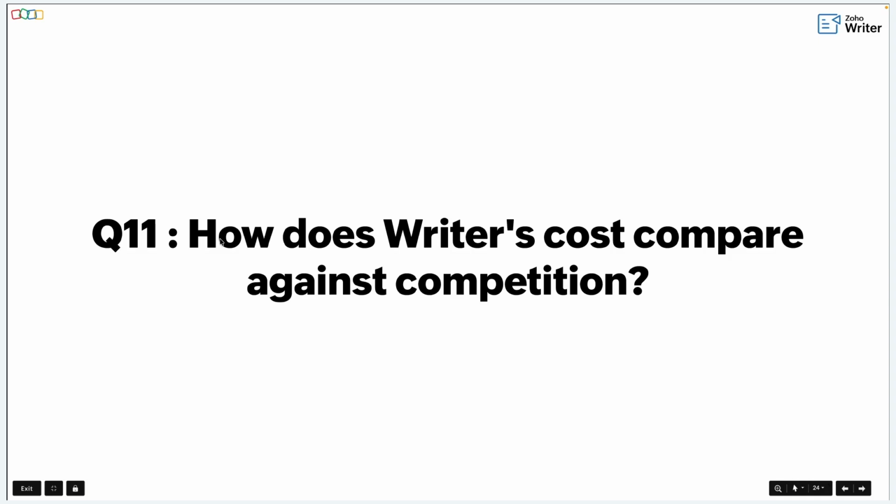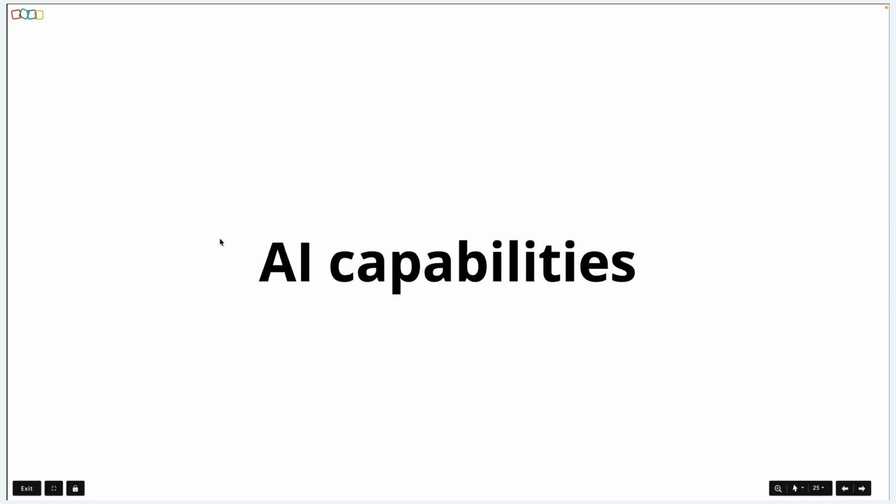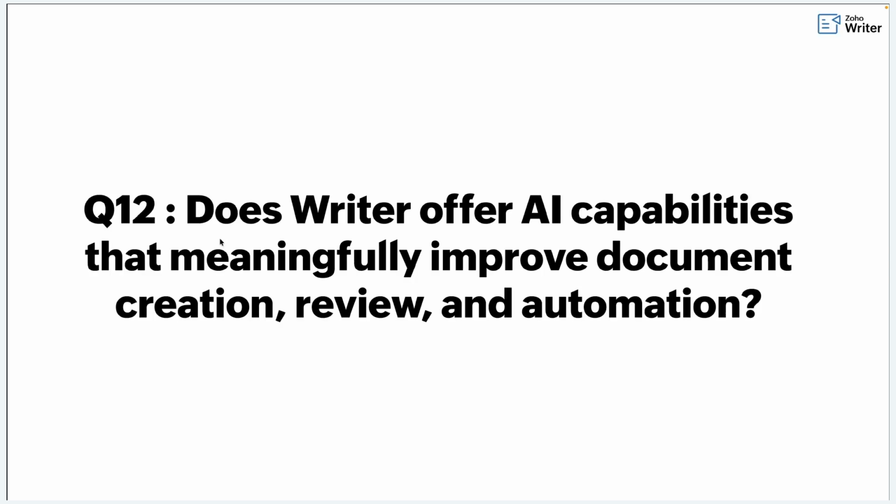We just spoke about how the product delivers value from a cost and consolidation perspective. That naturally leads to the next question many teams ask when evaluating modern word processors: does Writer embed AI capabilities that genuinely improve document creation and automation, rather than just acting as an add-on? Well, yes, the product embeds AI across the entire document lifecycle.